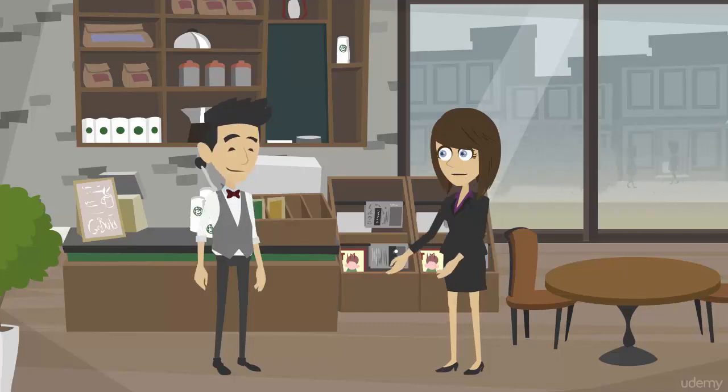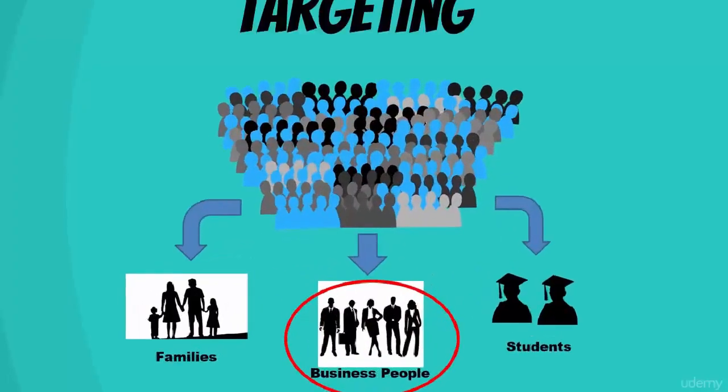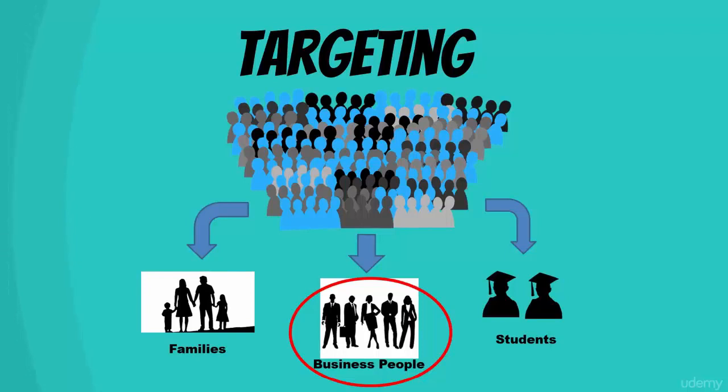After that, let's start targeting. What kind of customers are there a lot of at your cafe? There are a lot of business people as my customers. Are there a lot of students or families? No, there are a few students or families at my cafe, so I should target business people as my customers.